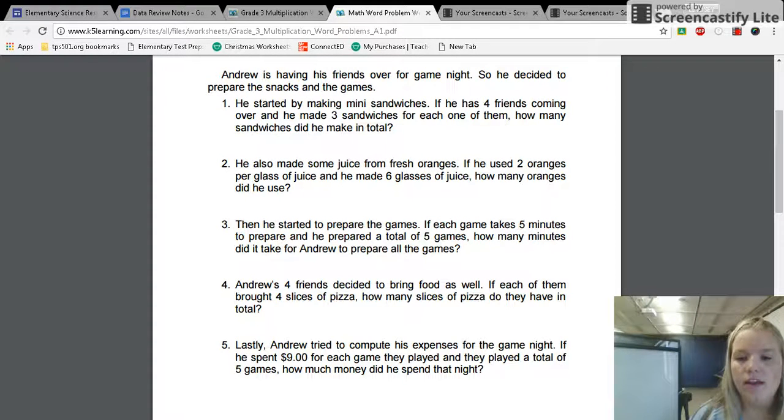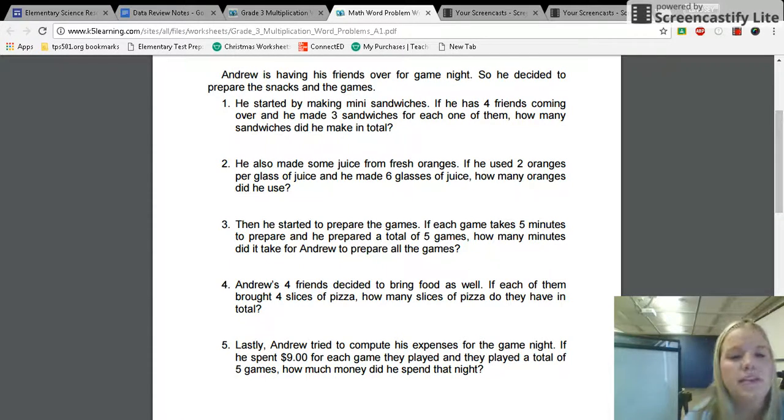All right, third grade. We are going to work on some multiplication word problems. So, you've been working on multiplication. You know how to multiply. You have some strategies on different ways to solve multiplication problems. So now we're just going to throw some word problems in with it and put them together.